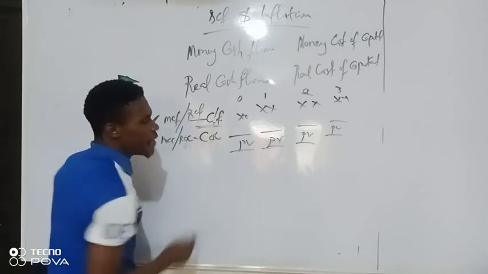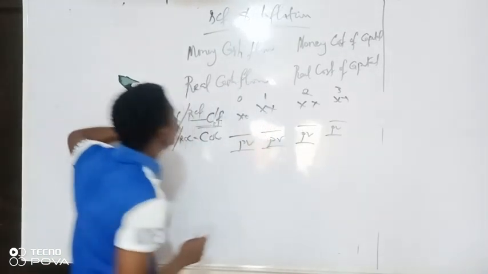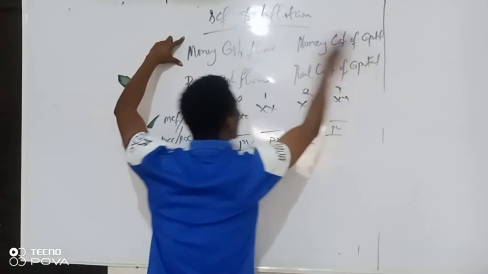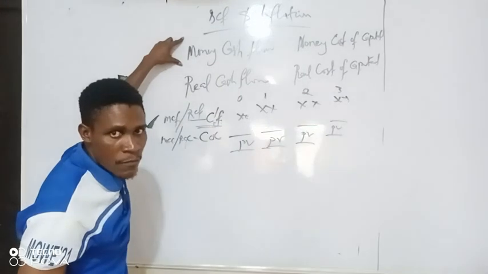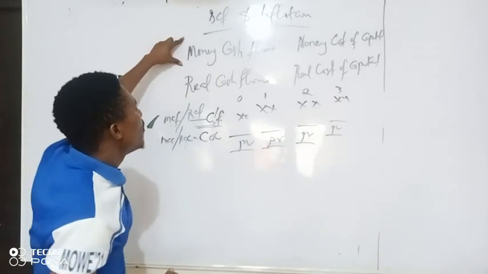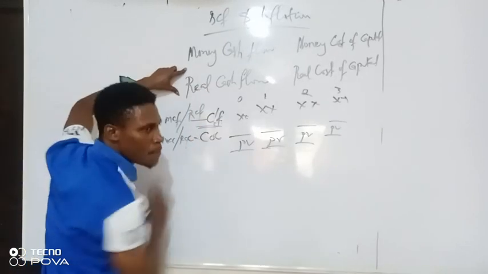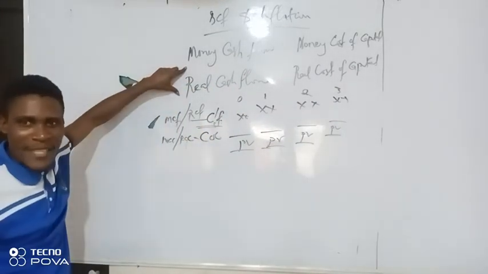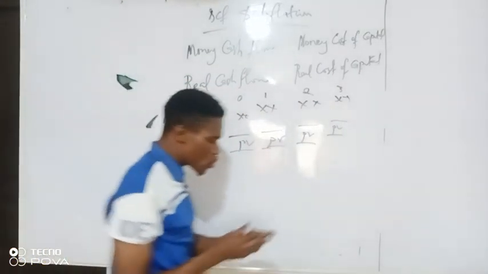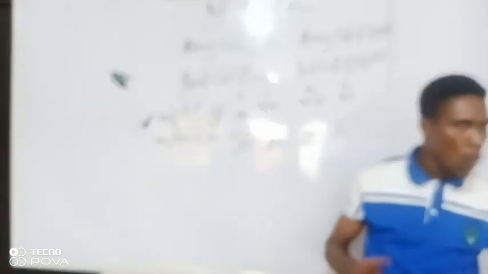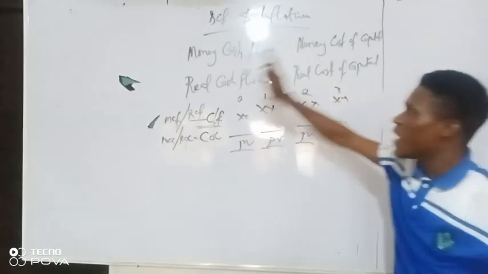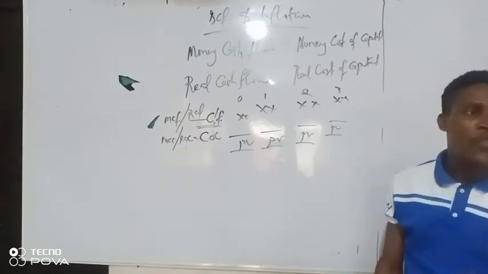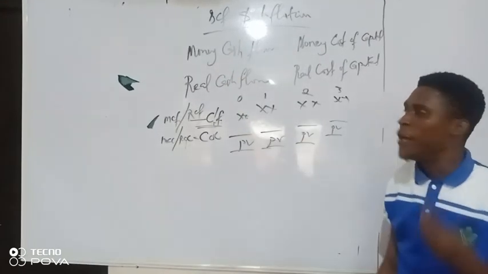So the principle is very straightforward. Anytime you have money cash flow, you must use money cost of capital to discount it. And anytime you have real cash flow, you must use real cost of capital to discount it. At any point in time, you must not use the opposite to discount each other. Money to money and real to real. But the question is, what is money cash flow? What is real cash flow?